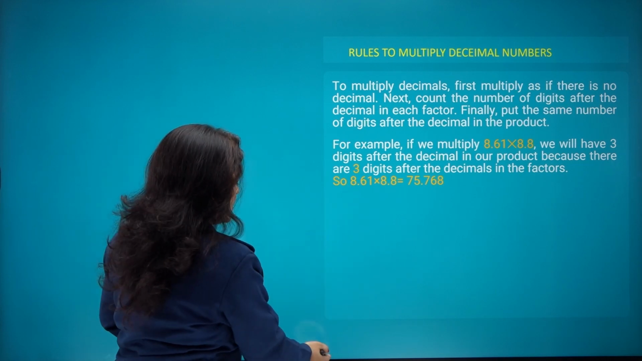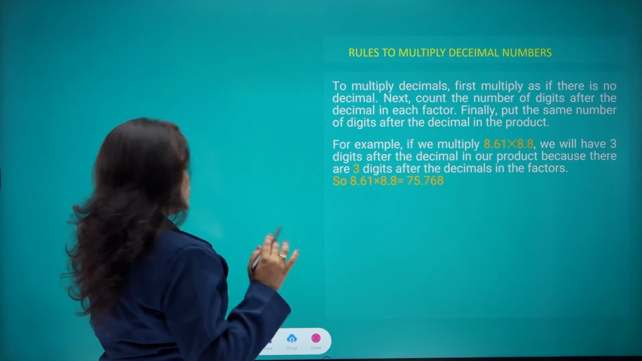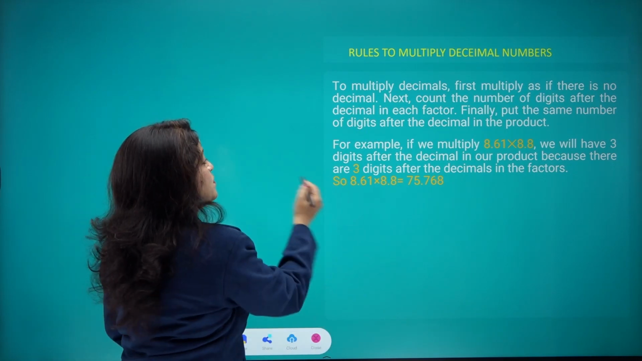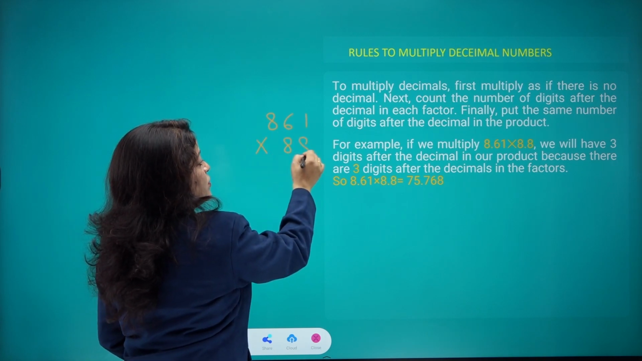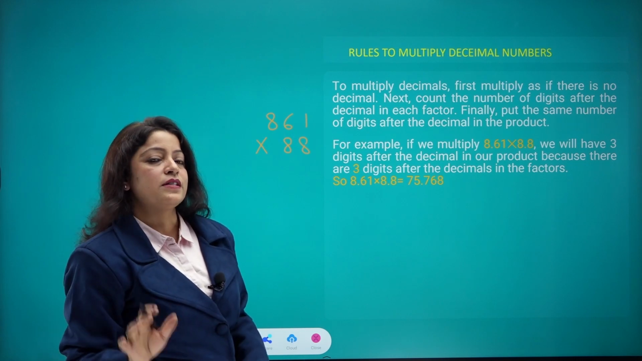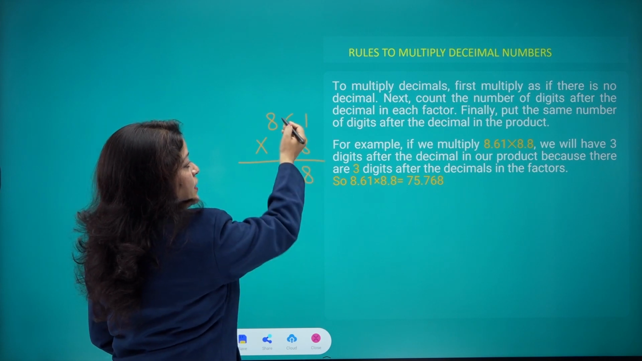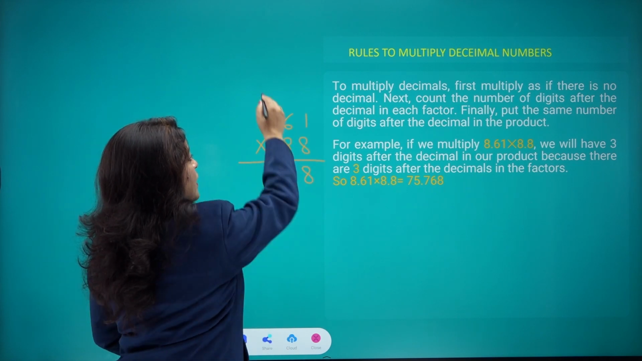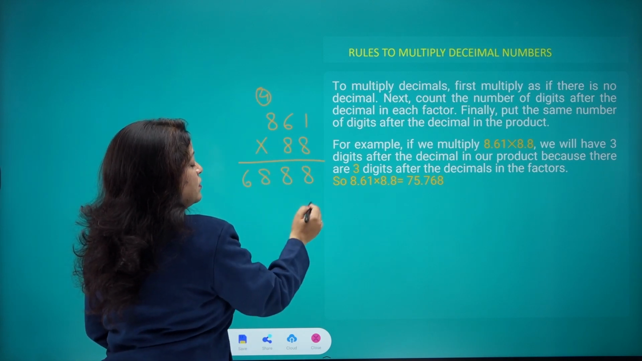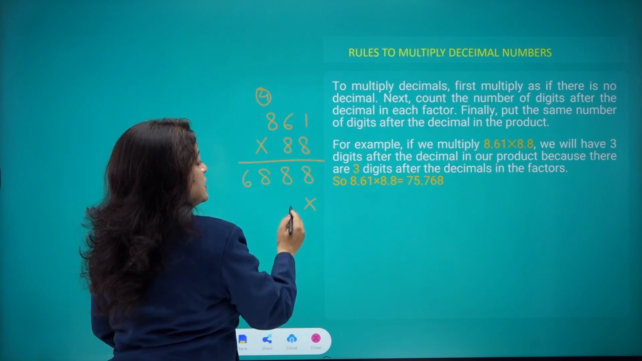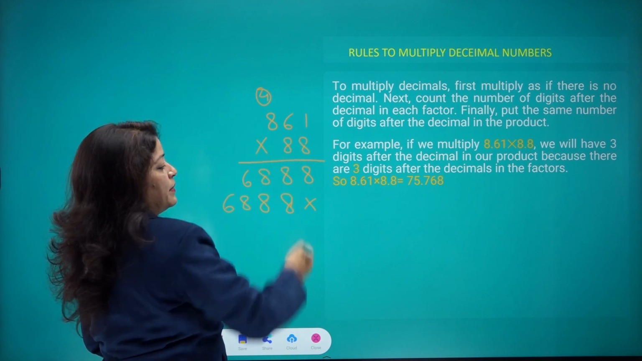If it is 8.61 times 8.8, so what you have to do, just simply, first of all, forget about where is the decimal and just multiply 861 by 88. We are not considering the decimal in one go over here. So we'll multiply 8 times 1 is 8, 8 times 6 is 48 with a 4 carry over here, 8 times 8 is 64 plus 4 gives you 68, then let's put a cross here, 8 times 1 is again 8, you will get the same number again, right, because it is again multiplied by 8 here.